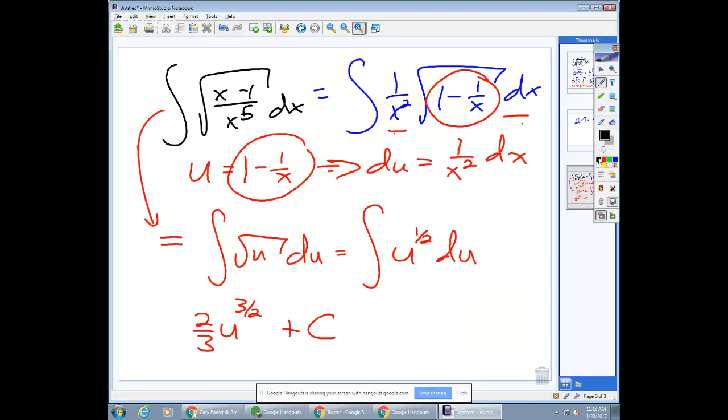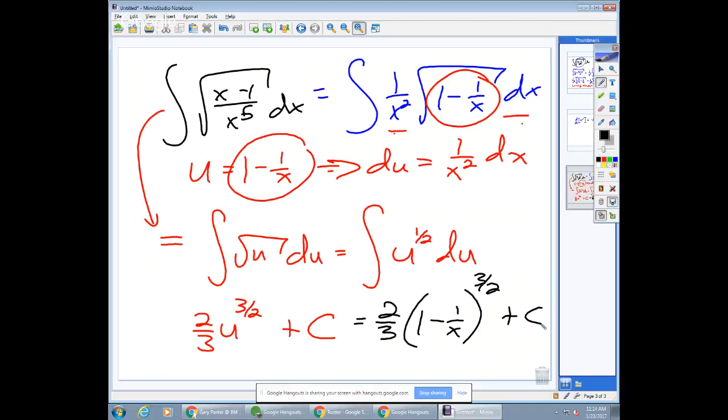So let's go back to black here. It looks like 2/3 parentheses 1 minus 1 over x, close parentheses, to the power 3/2, and then plus c. Are there ways to algebraically rewrite that? Absolutely. Do we really care at this point? Not really. We have a reasonably good-looking antiderivative, don't we? It's pretty good looking, isn't it, Clint?